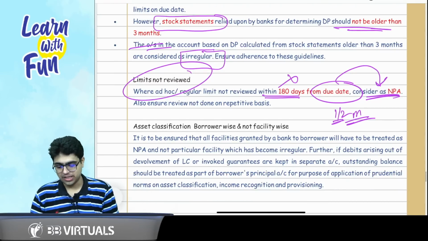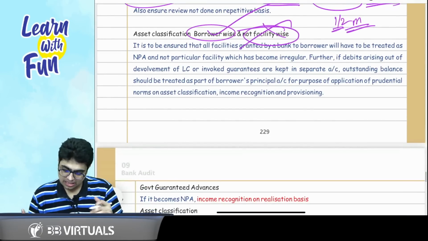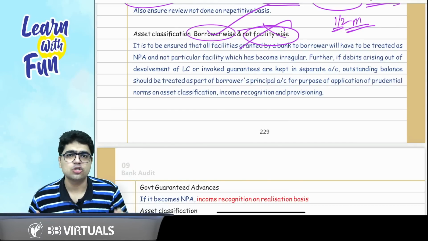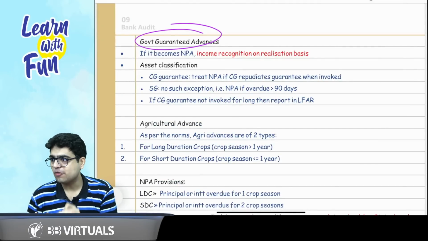Classify it as NPA. Plus, asset classification should be borrower wise or facility wise? Sir, it should be borrower wise, not facility wise. Discussed too much in detail in the class. Please make sure you remember this small point. Got it, sir. Now comes the concept of government guaranteed advance.